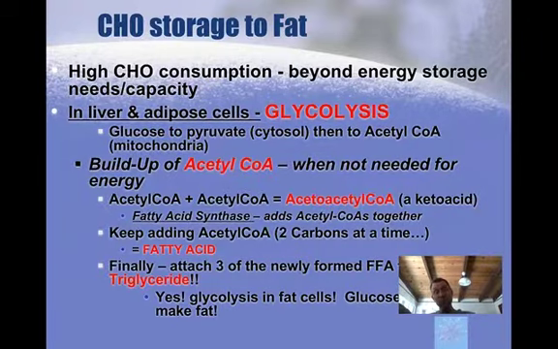High carbohydrate consumption, overconsumption of anything, ultimately, beyond our body's energy storage needs or capacity will lead to increased fat storage. Our body can store protein as fat. Obviously, our body can store fat as fat. And it can store carbohydrates as fat. But let's talk a little bit about what happens in this process, firstly, how carbs can be stored as fat, and then secondly, why eating a lot of carbs can ultimately lead to fat gain.